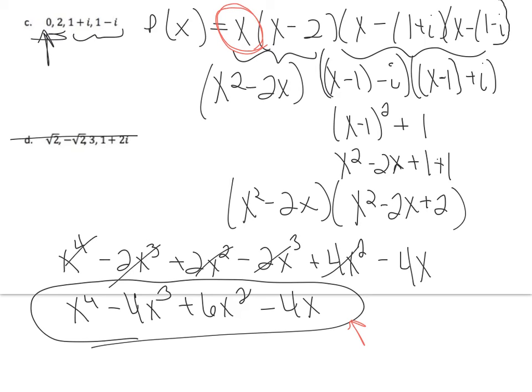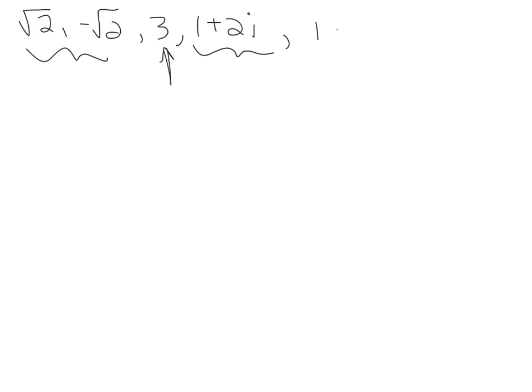Let's go ahead and try D on the next page. For D, we had square root of 2, negative square root of 2. There's our conjugate pair. 3 and 1 plus 2i. Okay, so here I have one real number, this conjugate pair, and I need something to match this one. So I would have 1 minus 2i. So I've got 1, 2, 3, 4, 5. So I should have a degree of 5 at the end, right?